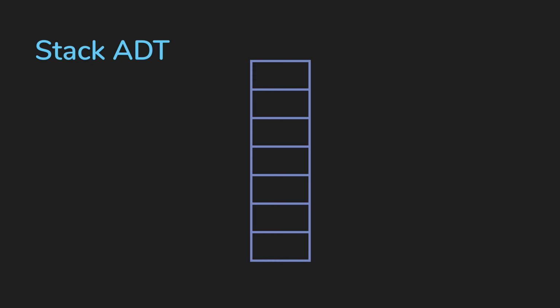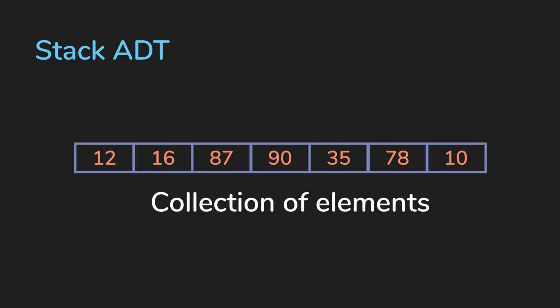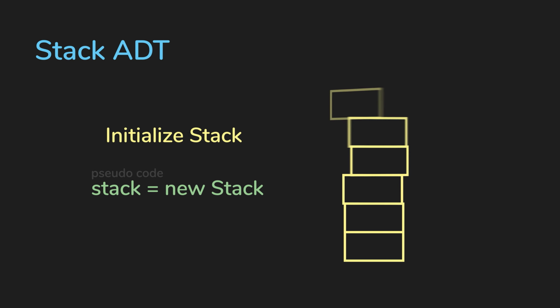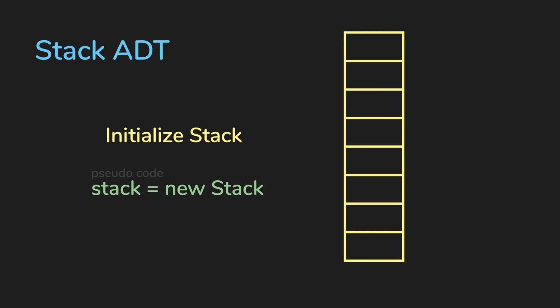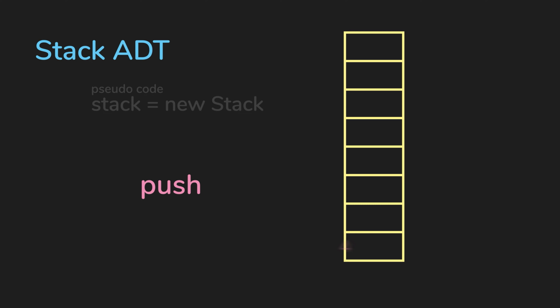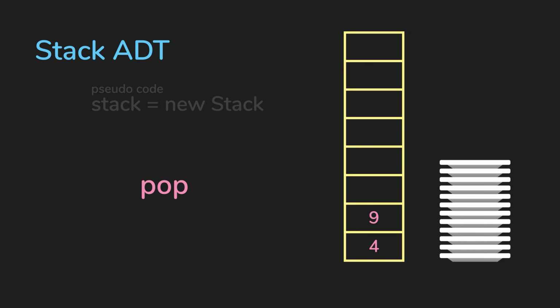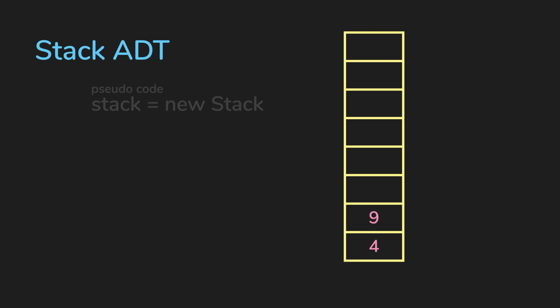So the stack is a collection of elements, just like the list ADT. Let's initialize a stack, shall we? However, the stack only has two main principal operations: the push, which adds an element to the collection, and the pop, which removes the most recently added element, or if you think of dishes, which pops the dish at the top of the stack of dishes.